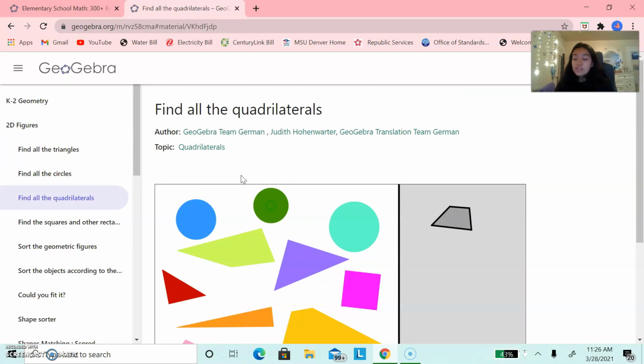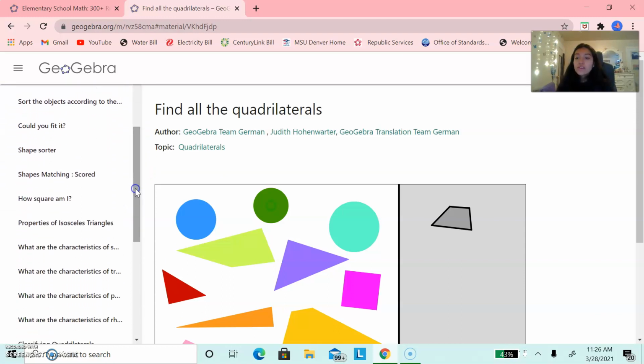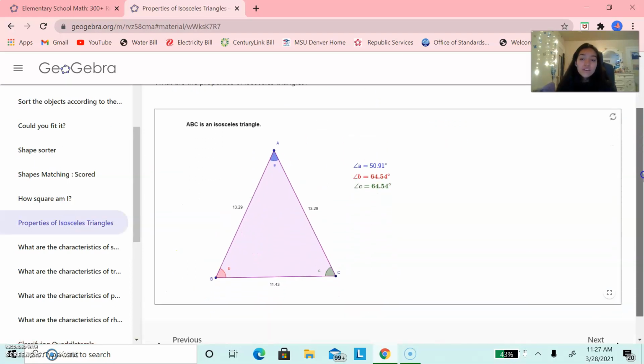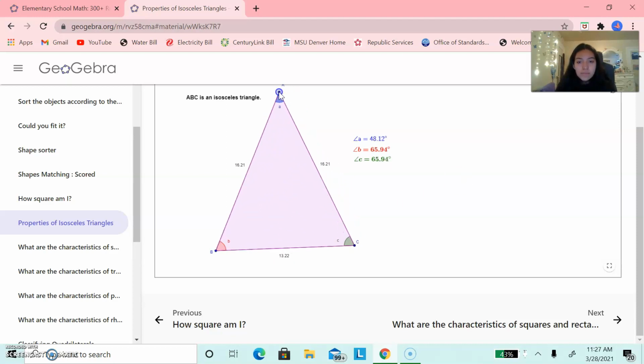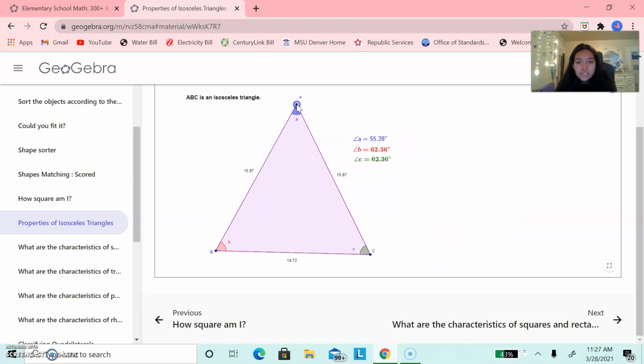Students can complete relevant learning objectives because they can focus on specific things they're struggling with. Let's say students in first grade are struggling with properties of isosceles triangles. They can go here and they will be able to understand what an isosceles triangle is. And they could move it and interact with this, as you can see.